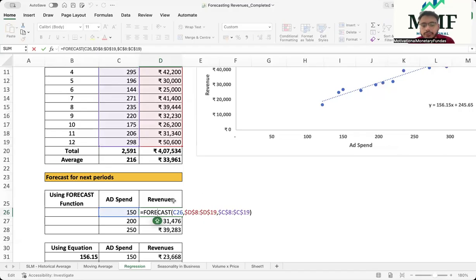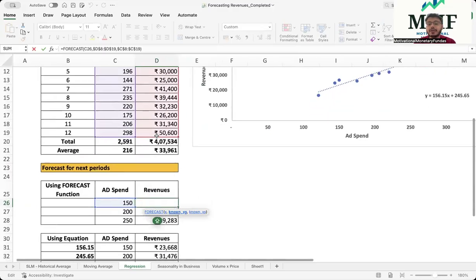You do equal to forecast. The first variable it says x, right? So it talks about your independent variable. So my independent variable is this. So basically it talks about what number I need to put in, ideally the 150. Then यहाँ पे it talks about y, right? So here I've put in my D column.